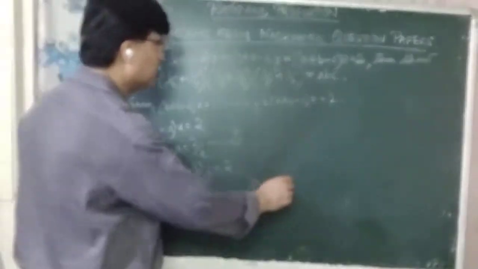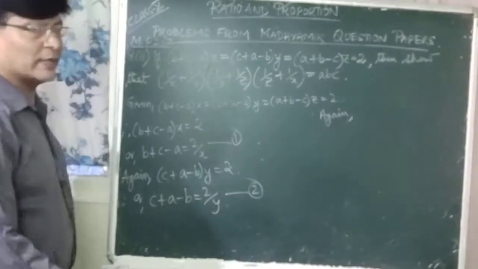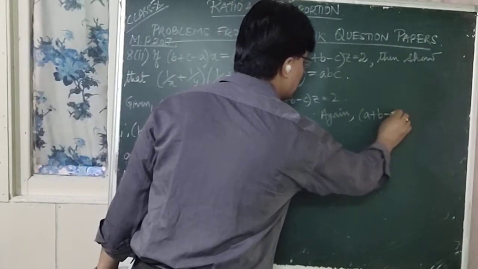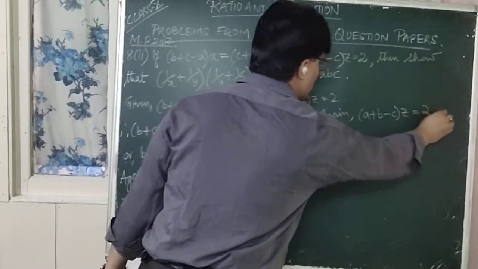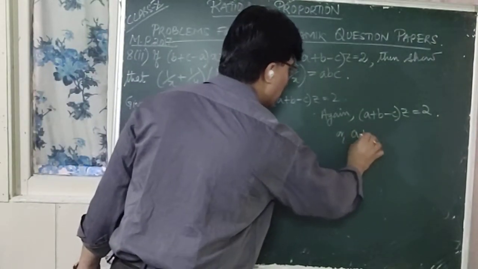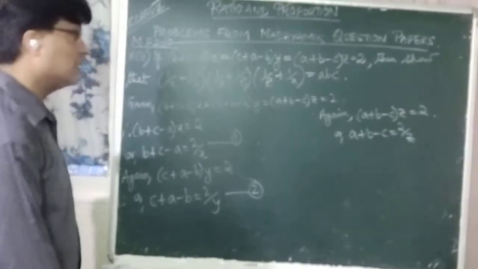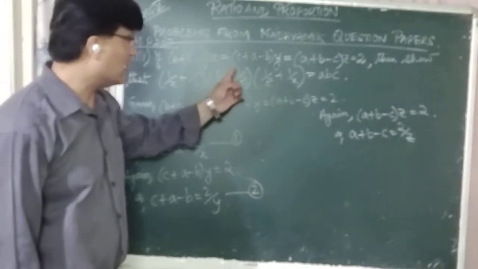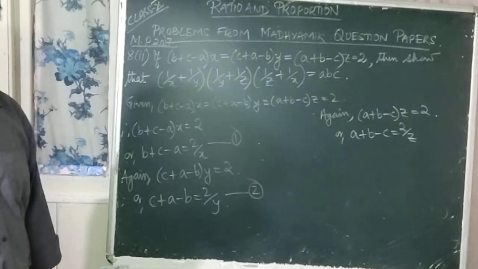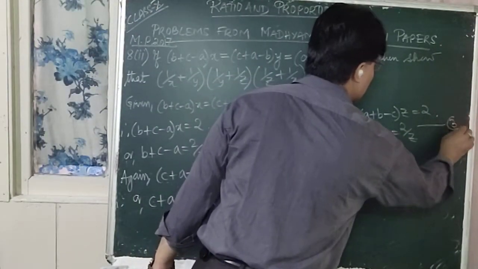Right? Again, now you can equate third with last. That is (a plus b minus c) into z is equal to 2, right? Or what is a plus b minus c now? A plus b minus c is equal to 2 upon z, okay? Since we have to get the value for 1 by z, that's why z is taken to the right hand side. So on the right hand side, it is 2 upon z. So let us mark it number 3.